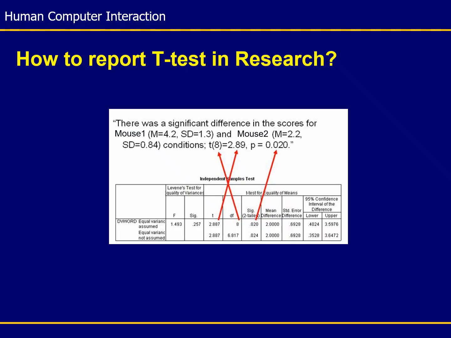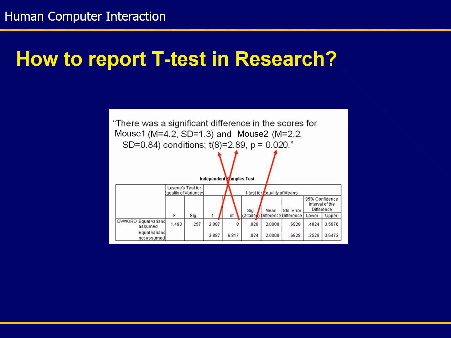Now the question is how you report the results, and again there is a standard way. What you're looking at here is the standard way. You will say there was a significant difference. That's if there's actually a significant change, in other words, the probability of the null hypothesis is less than 5%. So there was a significant difference in the scores for mouse 1 and mouse 2. And you report the mean and the standard deviation between brackets.